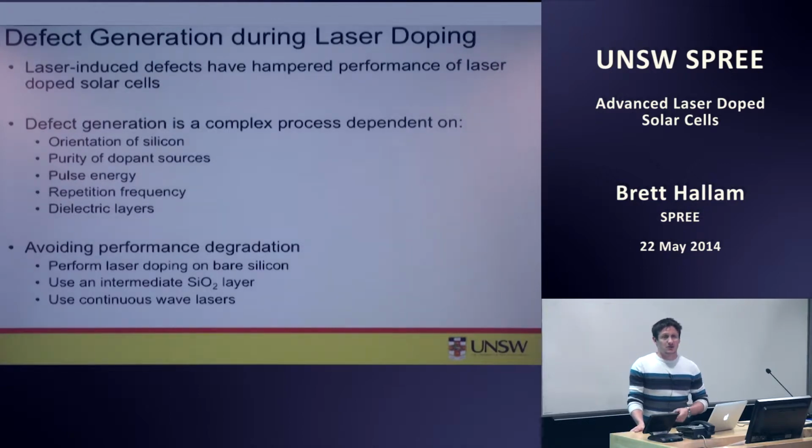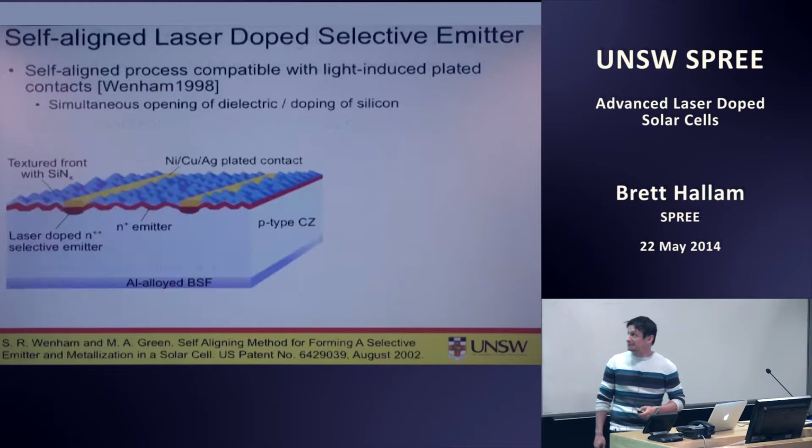So some methods to avoid performance degradation. One, you can do the laser doping before you put the dielectrics down, and that avoids some of the thermal expansion mismatch between the silicon and the dielectric layers, which can cause these defects to form. You can also use intermediate silicon dioxide layers underneath silicon nitride to hold the silicon under compression rather than tension to reduce defect formation. And you can also use continuous wave lasers, so that effectively only melts the silicon once during the laser doping process, so you don't have this repetitive melting and solidification of the silicon.